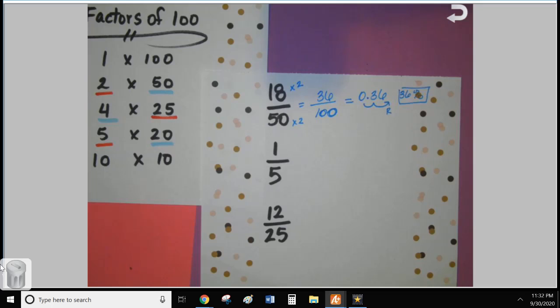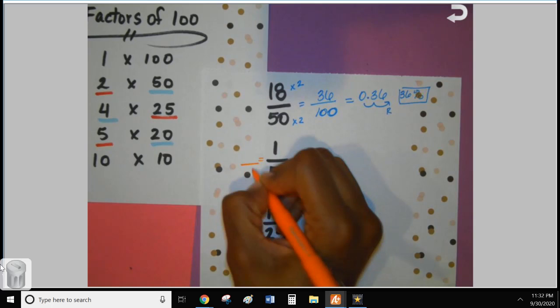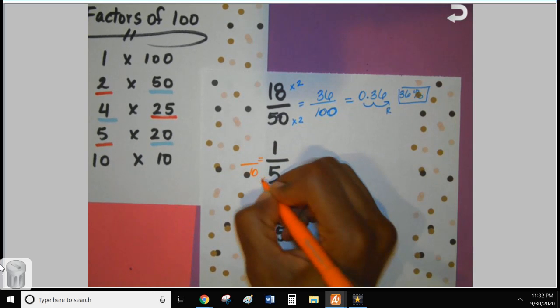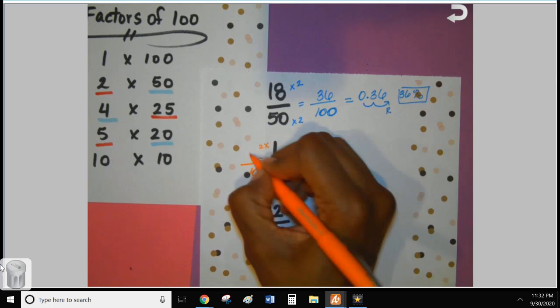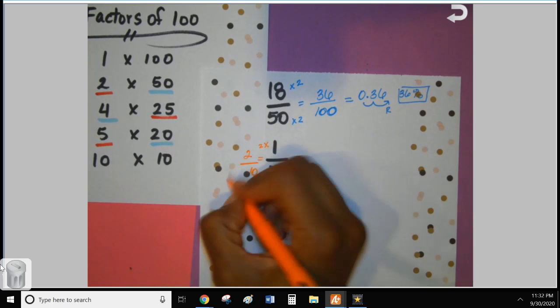All right, 1/5. So 1/5, we have options, right? We can go to the 10 or we can go to the 100. Let's do both. If I was going to 10, what would I multiply? Right, times 2. 2 times 5 is 10. So 1 times 2 is 2. So I would have 2/10, okay?